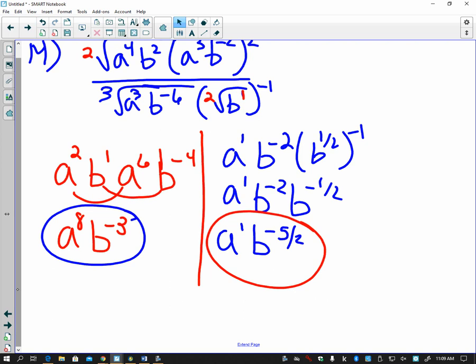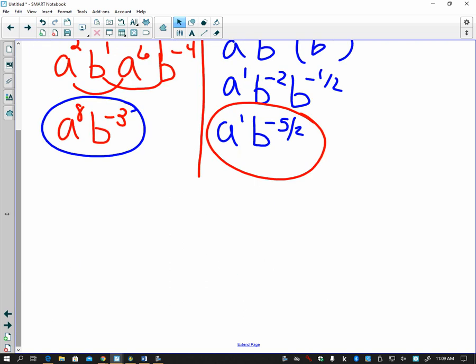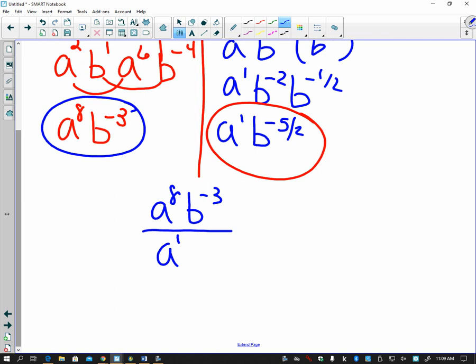We're not done yet. Let's set these things up. So I've got a to the 8th, b to the negative 3rd, all over a to the 1st, b to the negative 5 halves. Let's decide where we're going to move things. Do I want to move a up or down? Move a up. And do I want to move b down or up? B down, because negative 3 is bigger than negative 2.5.